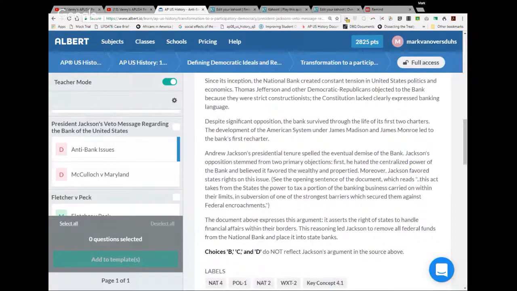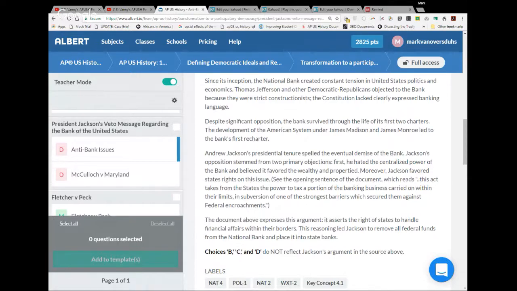Andrew Jackson spelled out the eventual demise. His opposition stemmed from two primary objections. He hated the centralized power of the bank and believed it favored the wealthy and property. Moreover, Jackson favored states' rights on this issue. It takes from the states the power to tax a portion of the banking business carried on within their limits in subversion of one of the strongest barriers which secured them against federal encroachments. That would be the 10th Amendment.